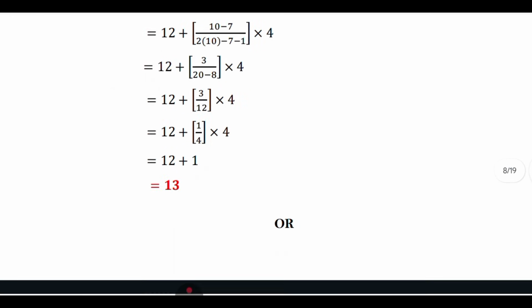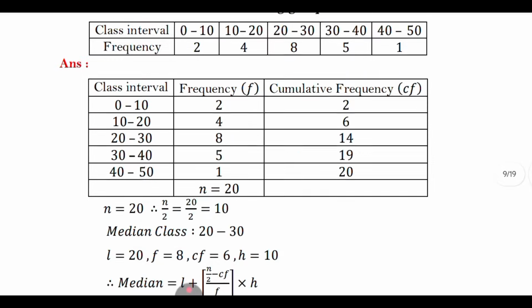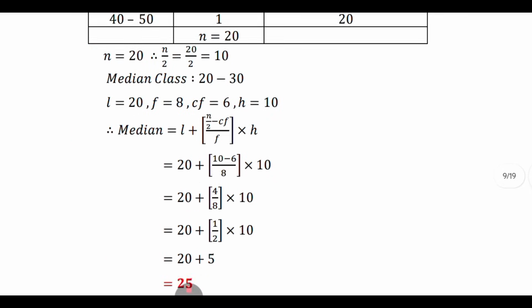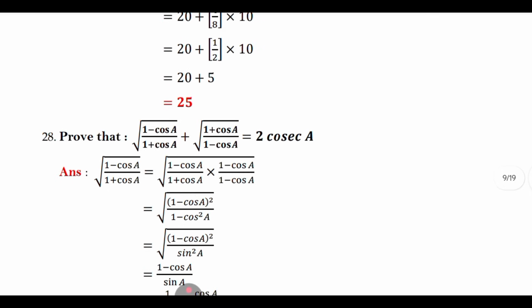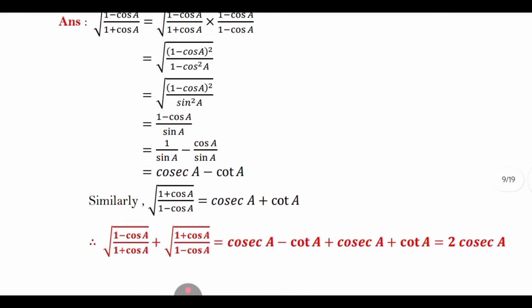27th question, calculate the mode for the following data. So this is the answer. And our option is calculate the median for the following grouped data. So this is the answer for this. And coming to the 28th question, prove that under root 1 minus cos a divided by 1 plus cos a plus under root 1 plus cos a divided by 1 minus cos a is equal to 2 cosec a. So these are the steps for solving the answer.